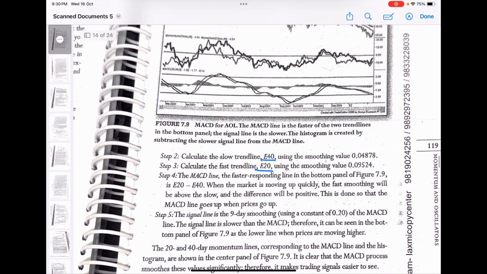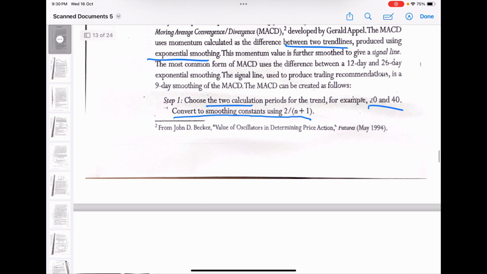So what was the first step when we are calculating the MACD? We are choosing two calculation periods. For example, we are choosing 20 and 40. After you choose two trend lines of two periods, let's say 20 and 40, you are going to convert them into smoothing constants. That is n, that is 2 upon n plus 1.